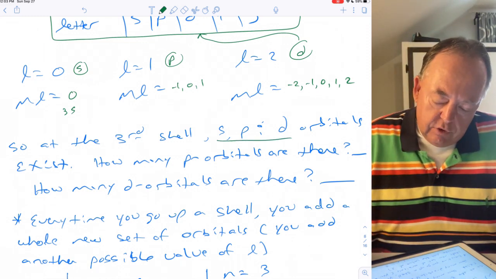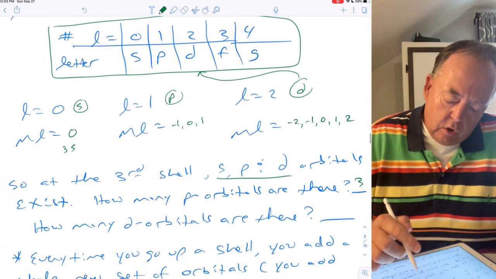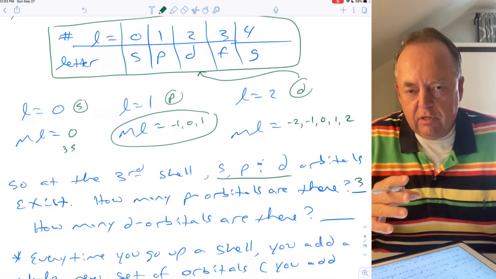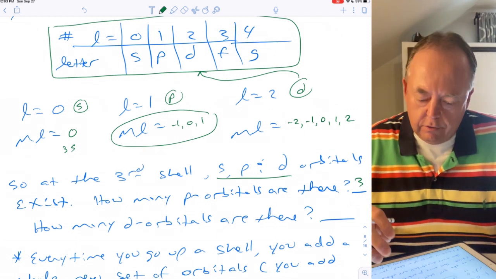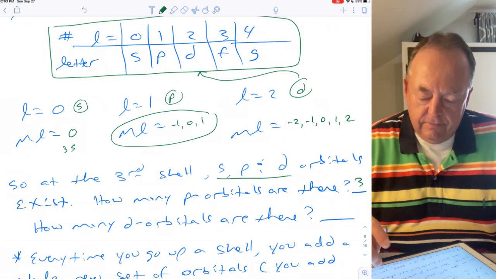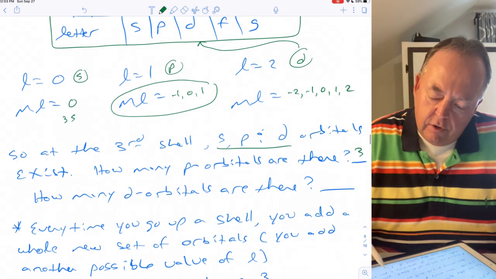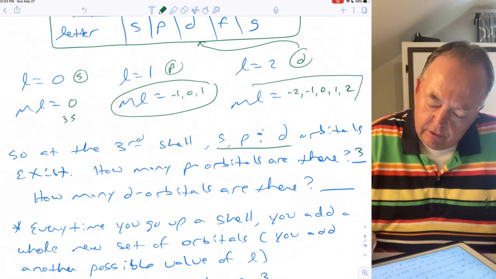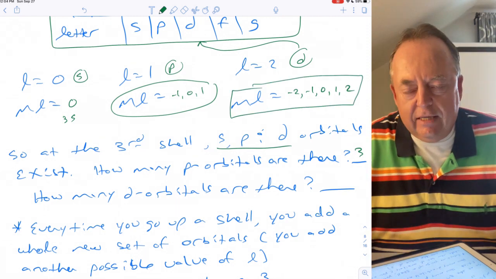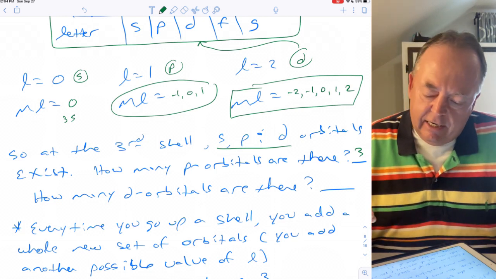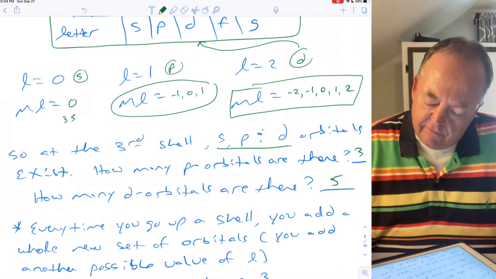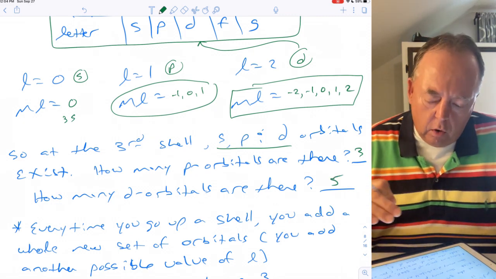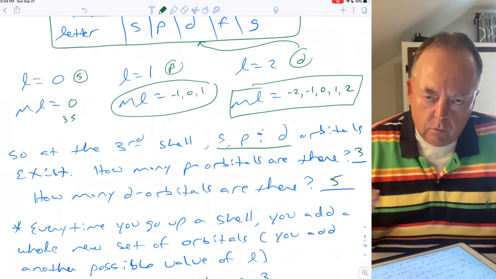How many p orbitals are there? 3. P orbitals always come in sets of 3 because m sub L is always -1, 0, or 1. Three numbers, 3 orbitals. Doesn't matter what the shell is. How many d orbitals are there? Well, how many m sub L's are there? Right, L is 2 means d orbitals. M sub L, -2, -1, 0, 1, or 2 is 5 values, so there are 5 d orbitals. D orbitals always come in sets of 5. Doesn't matter what shell it is.